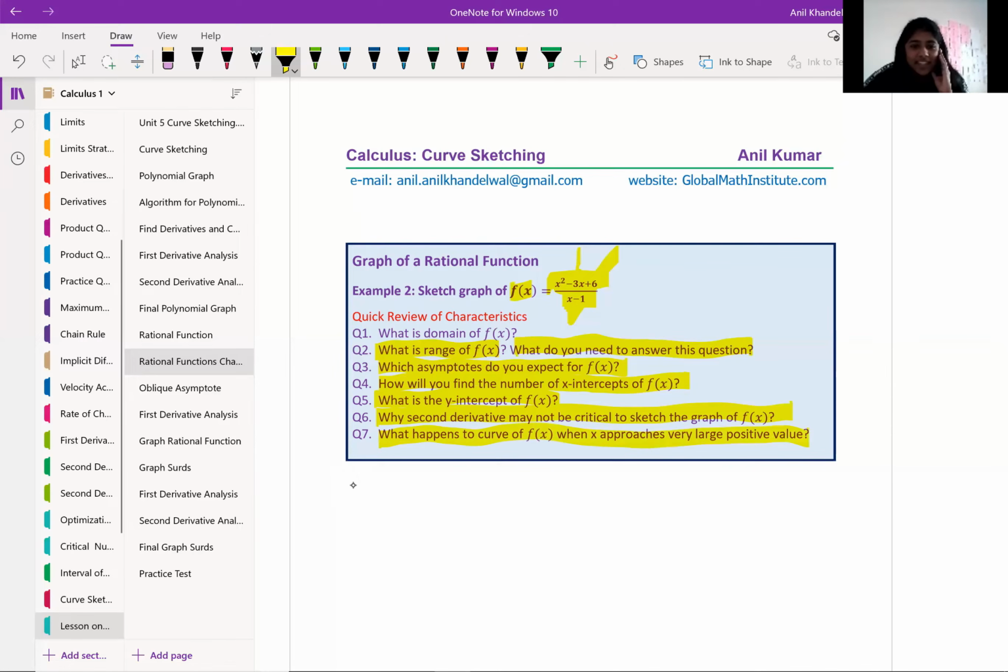What happens to the curve of f of x when x approaches a very large positive value? Yes, tell me. It would be above the oblique asymptote. Okay, you gave an answer: above the oblique asymptote. Very difficult to provide this answer now, but definitely it is approaching the oblique asymptote. Is that okay? All right. Yeah, it is approaching the oblique asymptote.